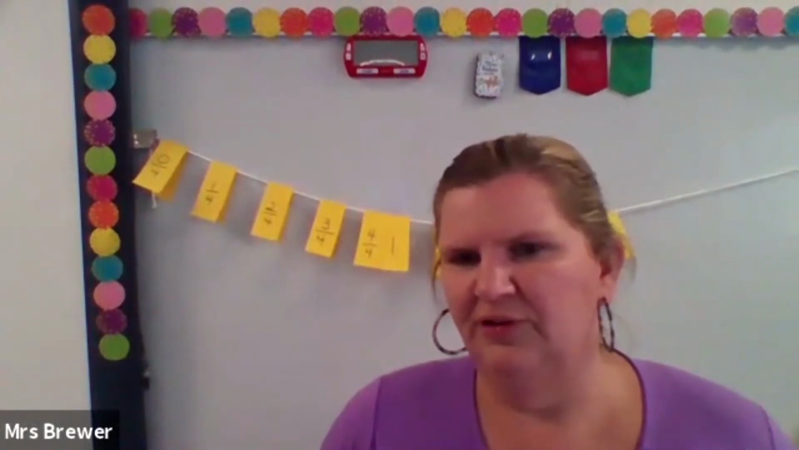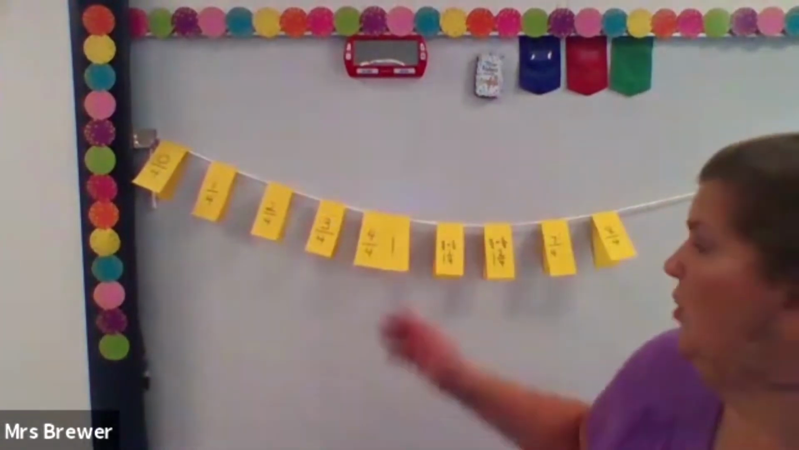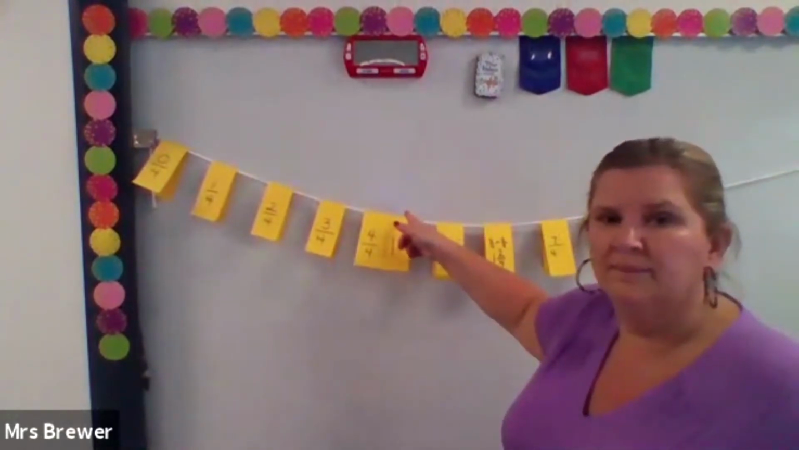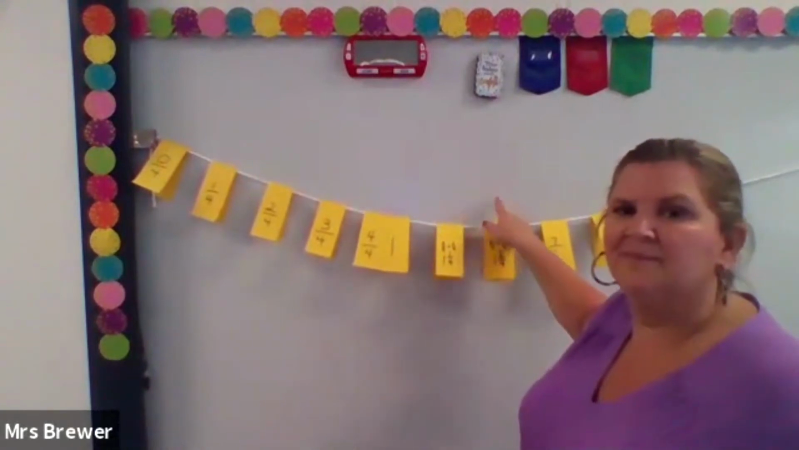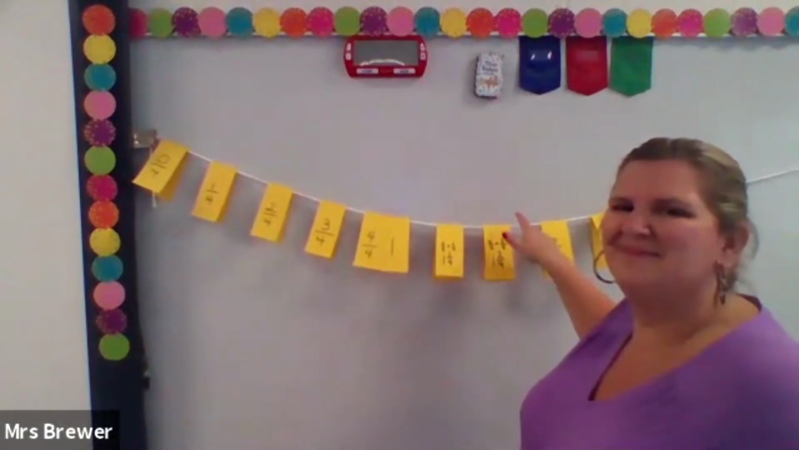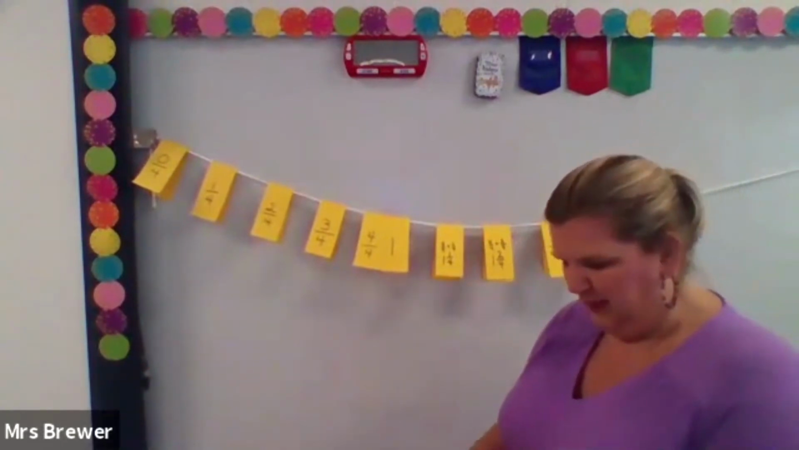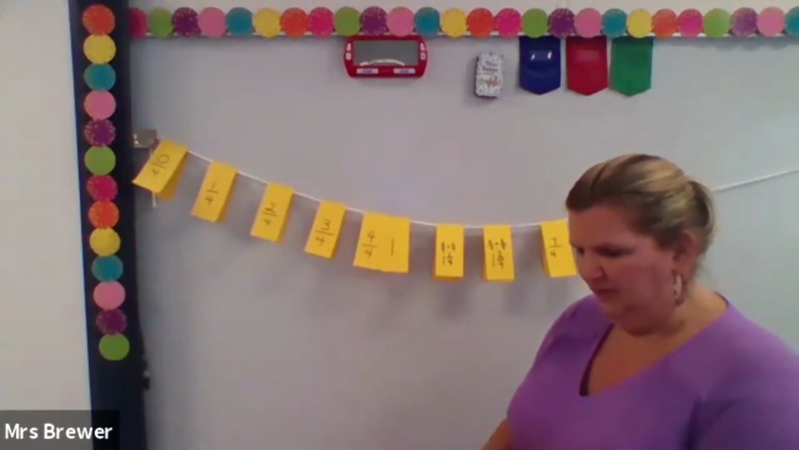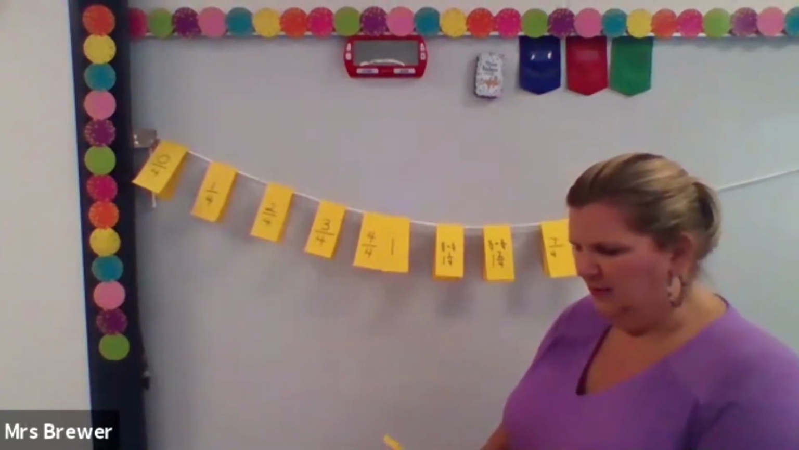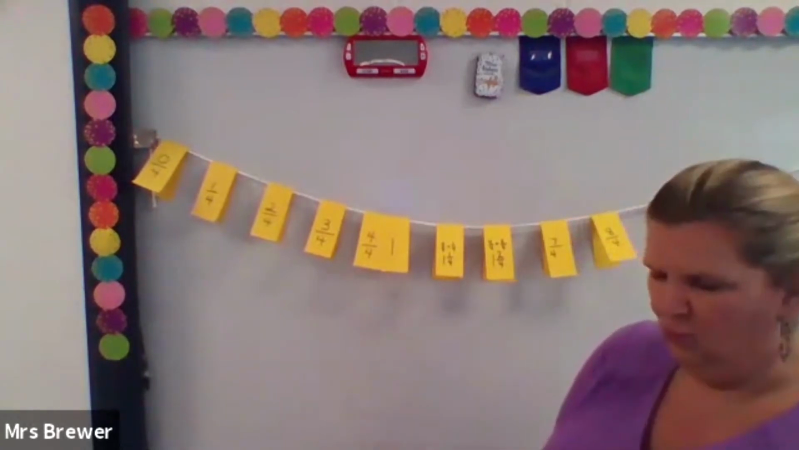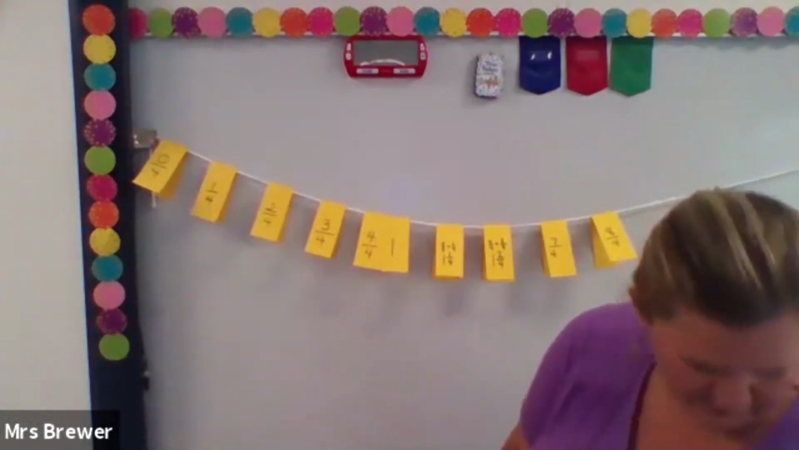What do you think my next one's going to be? What do you think about 7 fourths? What do you think it would be equivalent to? Okay, we went 1 whole, right? 1 whole, 1 fourth, 2 fourths. You're right, 3 fourths. You are exactly right, boys and girls. It would be 1 and 3 fourths. Okay, 1 and 3 fourths.